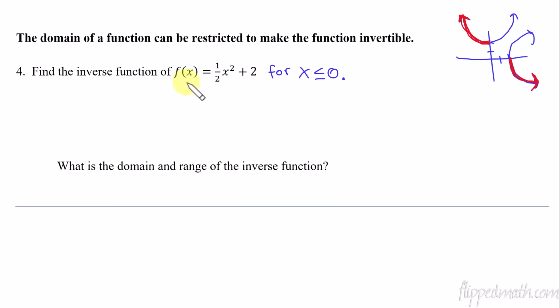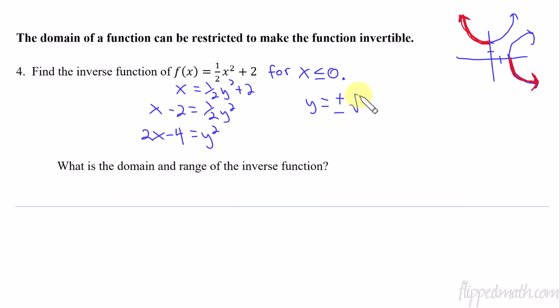So this now becomes x equals 1/2 y squared plus 2. Subtract 2 from both sides. We get x minus 2 equals 1/2 y squared. Multiply everything by 2. We'll get 2x minus 4 equals y squared. How do we get rid of the squared? We have to take the square root. So y equals plus or minus the square root of 2x minus 4.